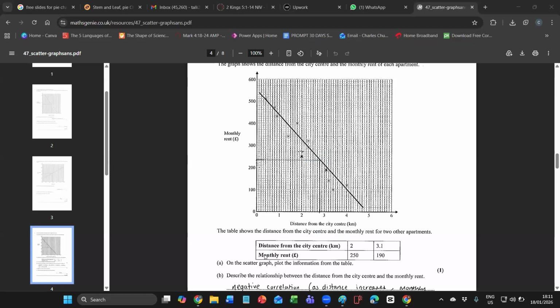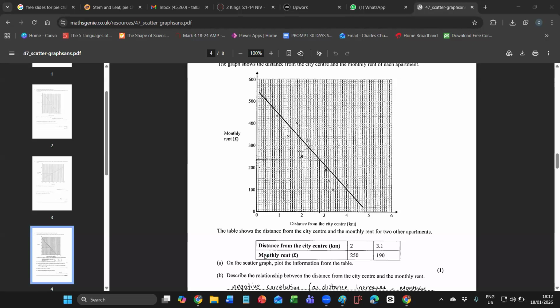I put it on the two line and it's on the 250. Oh yeah, and then the one, 3.1. Sorry, I didn't realize that one. 250 is halfway between 200 and 300, right?